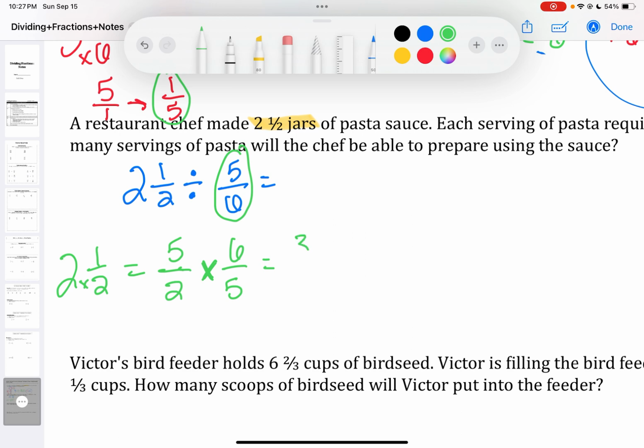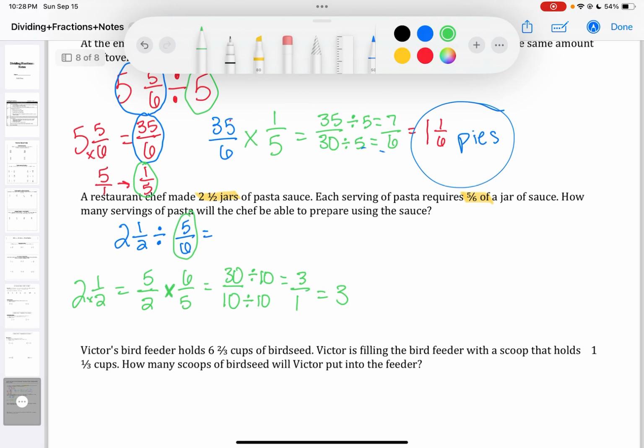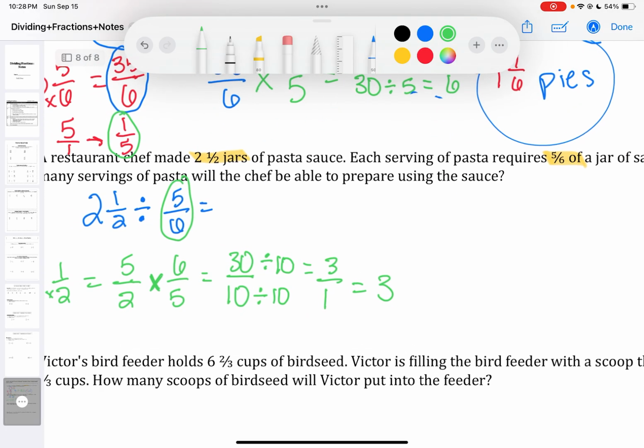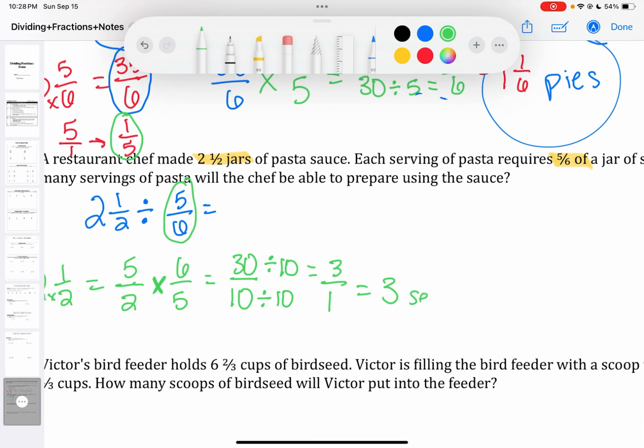5 times 6 is 30. 2 times 5 is 10. I know that 10 goes into both of these, so I can divide this by 10 and then divide this by 10. 30 divided by 10 is 3. 10 divided by 10 is 1. And 3/1 is the same as 3. So that means that 3 servings of pasta can be made using the sauce.